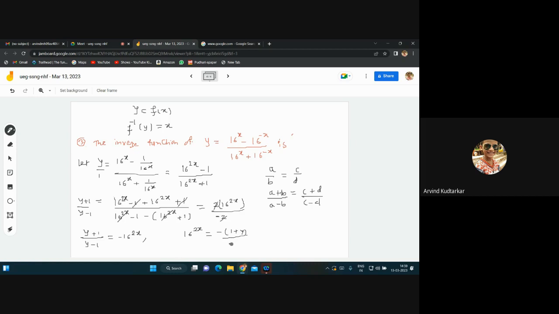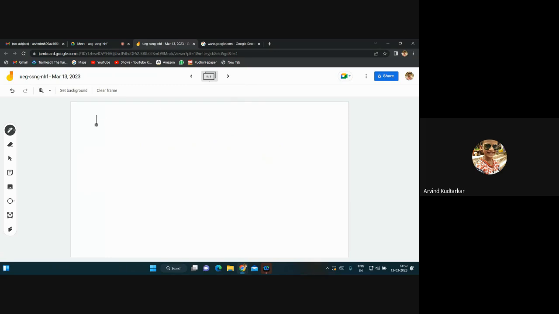How will I write this? Minus 1 plus y. And we have to apply the factor in the denominator. So 1 plus y upon, when you operate this negative sign on the denominator, minus becomes plus and plus becomes minus, so 1 minus y. So what is the value of 16 raised to 2x? We will see in the next page. 16 raised to 2x is equal to 1 plus y upon 1 minus y.